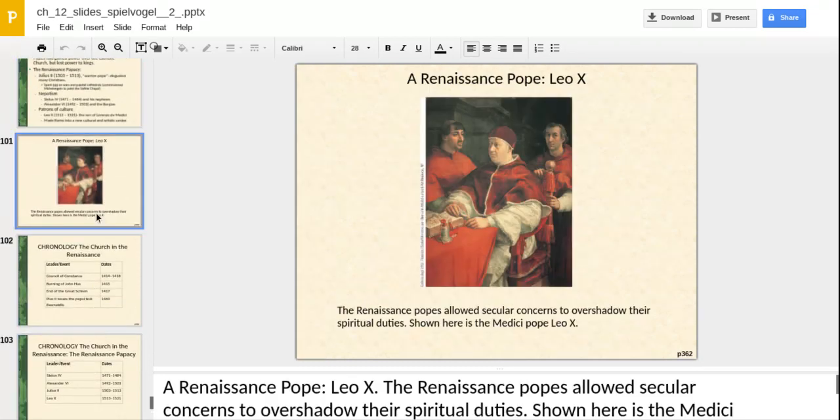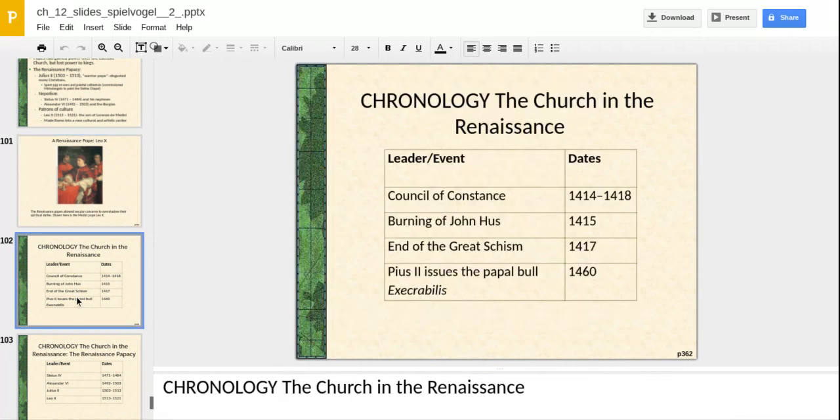All right, almost done. It's a long one, almost done. There's Pope Leo X, and again, you have some secular issues with these guys. Here's some chronology of the church. Yeah, we're going to burn John Huss. The end of the Great Schism, finally. They get their issues in line. We get back to one pope.